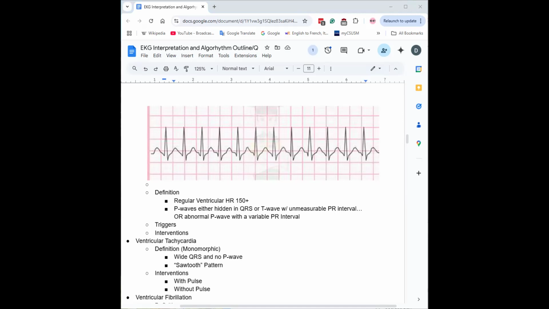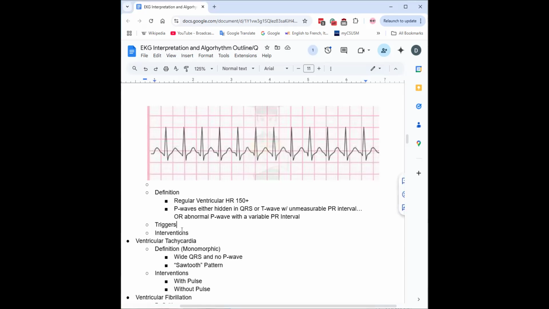So let me see. Yeah, pretty much similar interventions. Let me see if I can find some more pictures. So you'll see it kind of looks like this. This one should be fine. I'll just get that one.